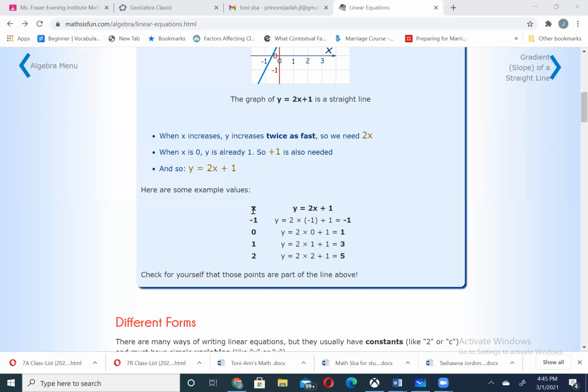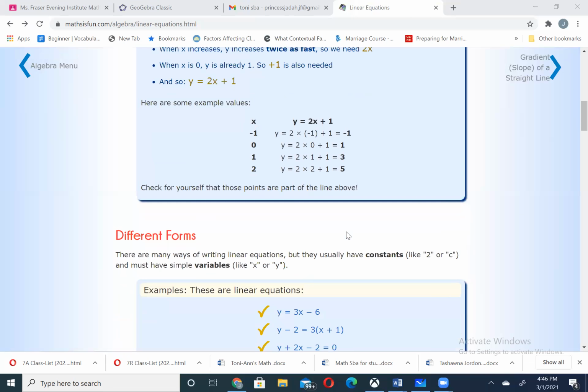So let's say, for example, if we wanted to use values of x be -1, 0, 1, 2, when we substitute the values of x into y equals 2x plus 1, when x equals -1, we'll end up with 2 times -1 plus 1, and that will equal -1. So we're saying when x equals -1, y also equals -1. Where x equals 0, we'll get y to equal 1, and so forth. Everybody's following so far? Yes, miss.